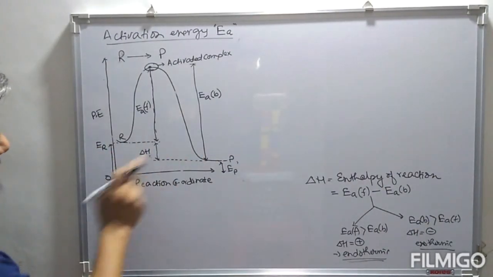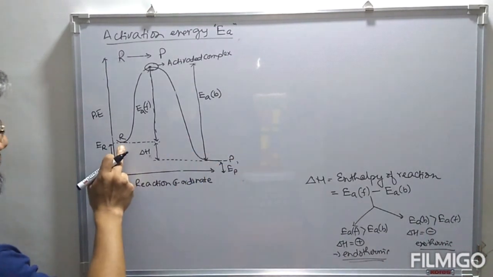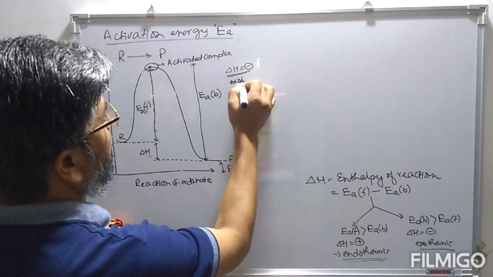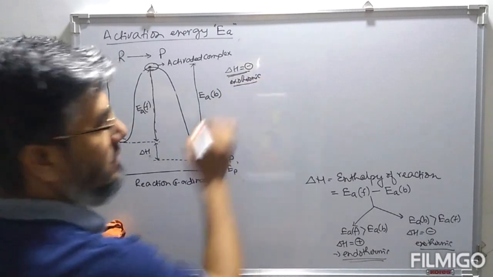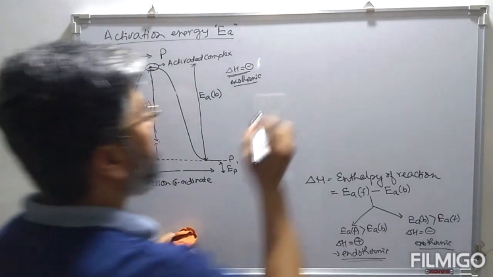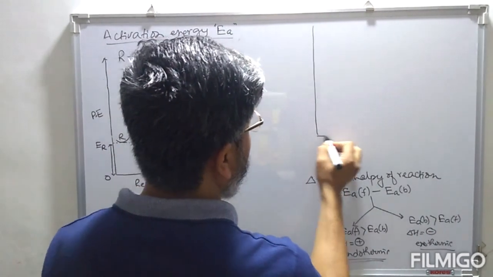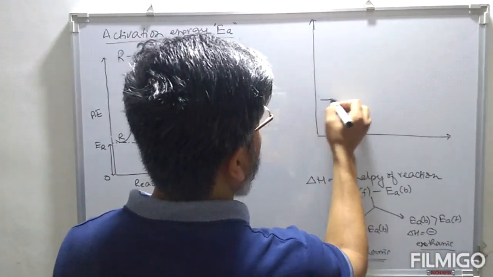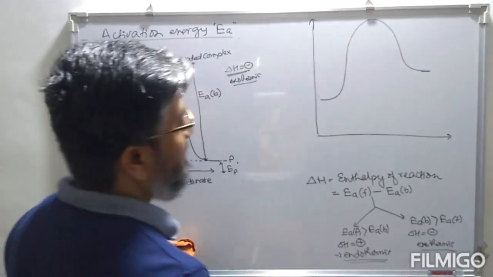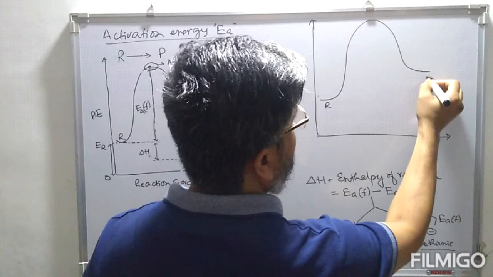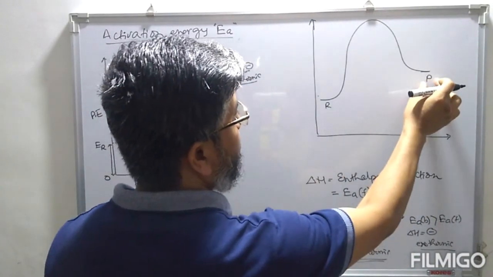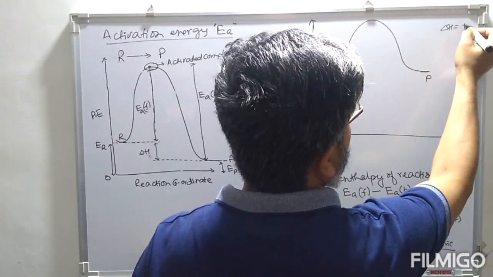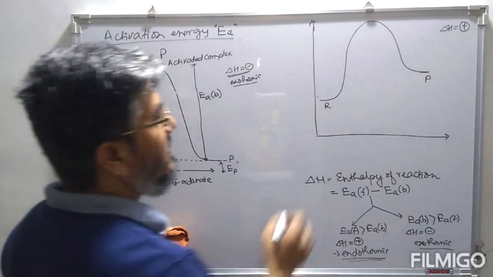So in this graph, the energy of the product is less than the energy of the reactant. This is for delta H negative, that is exothermic. If delta H is positive, the graph is like this: this is reactant R, this is product P. The energy of product P is greater than the energy of reactant R, so this delta H is positive, endothermic.